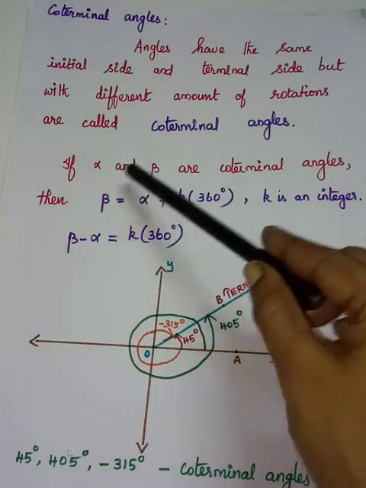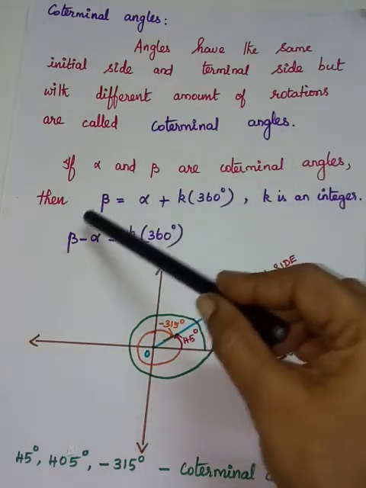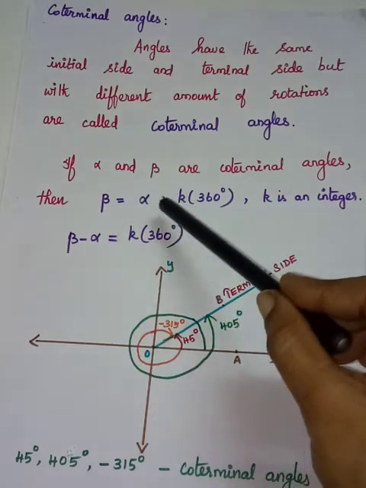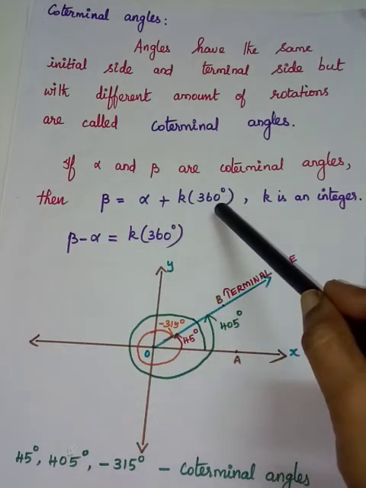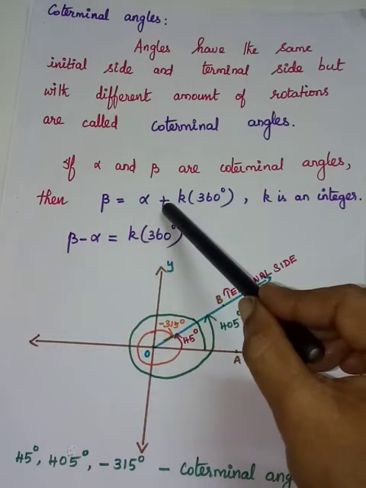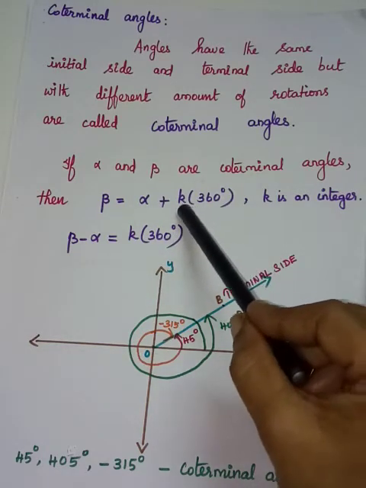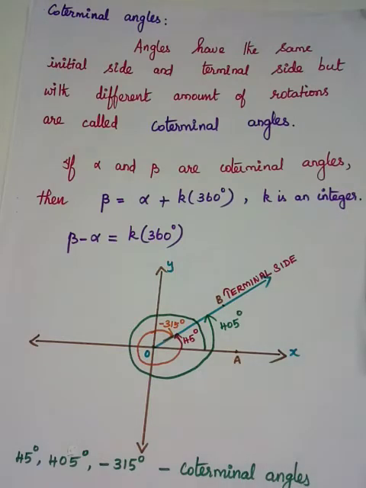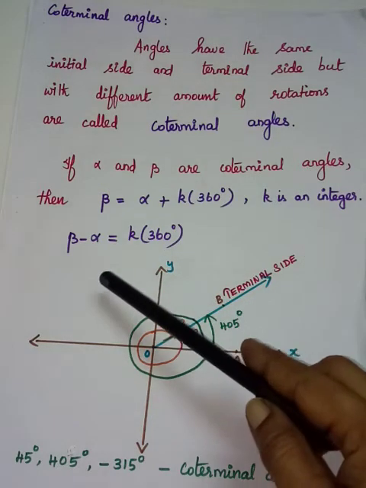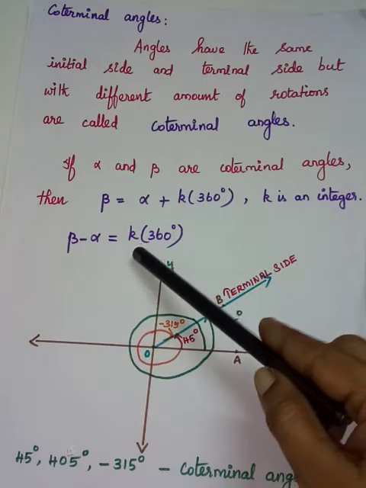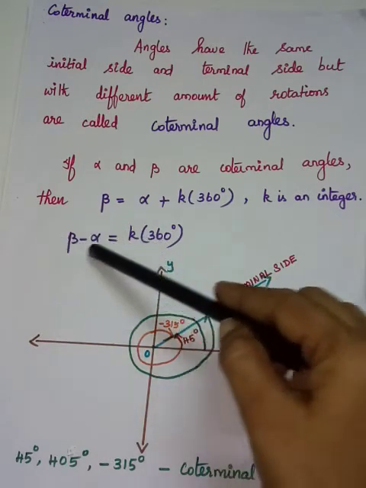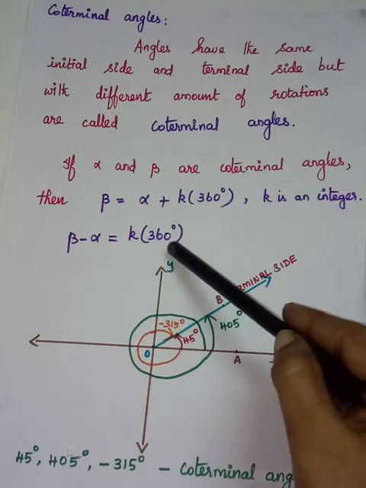So if alpha and beta are coterminal angles, we can write beta is equal to alpha plus k into 360 degrees. Some angle is added with a multiple of 360 degrees. Here k is an integer, that means it takes negative values, positive values as well as 0. For example, k is equal to 1, 2, 3, etc., and k is equal to -1, -2, -3, like that we can write. Beta minus alpha can be written as k into 360 degrees. So the difference of coterminal angles is a multiple of 360 degrees.